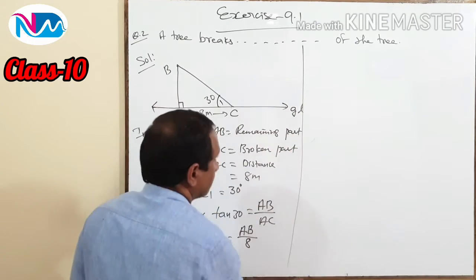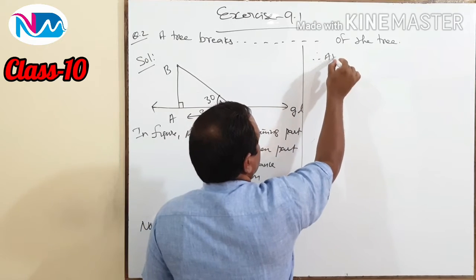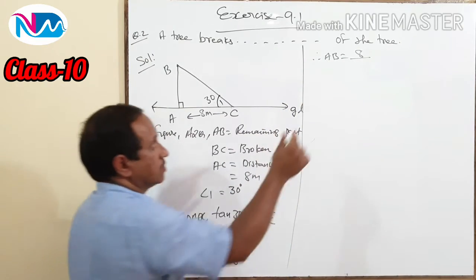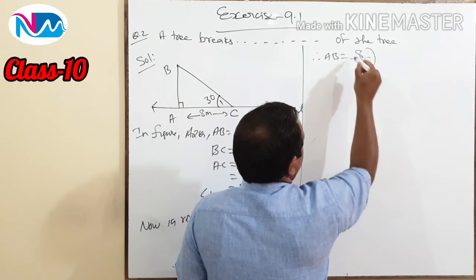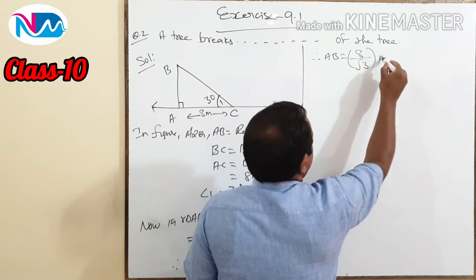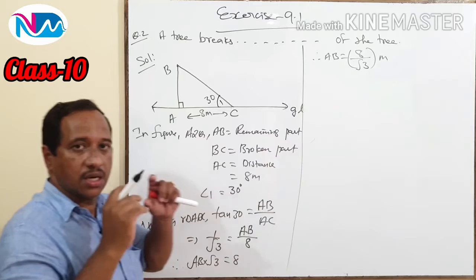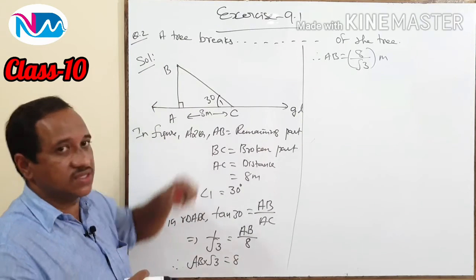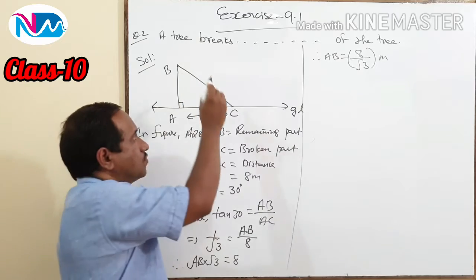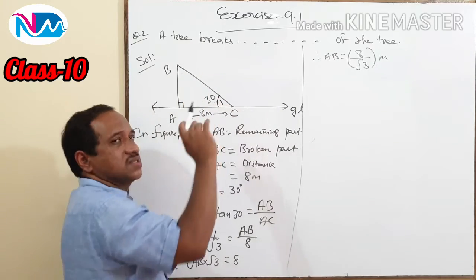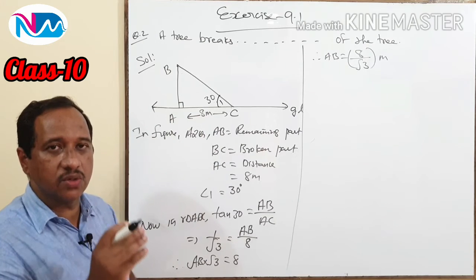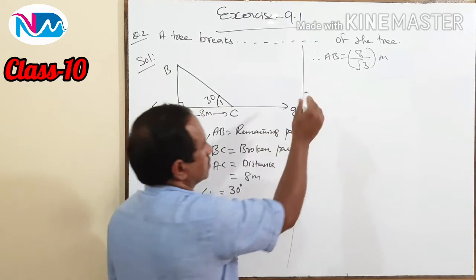Therefore, AB is equal to 8 divided by root 3. This is the height of the remaining part. Now we want BC. With respect to the position of angle 30, BC is the hypotenuse and AC is the base. So we will use cos ratio.